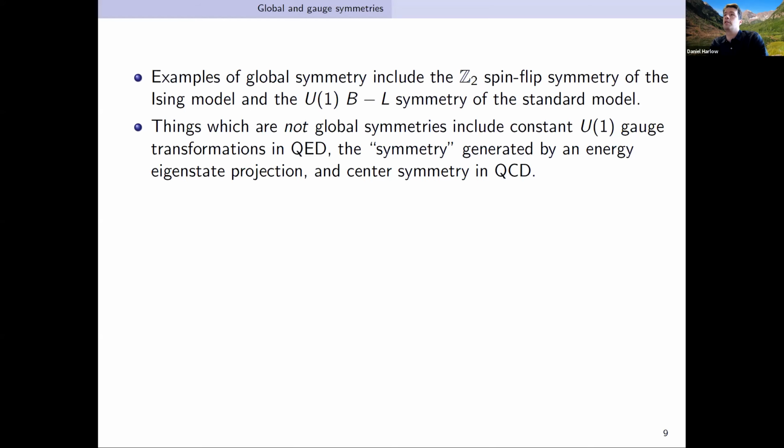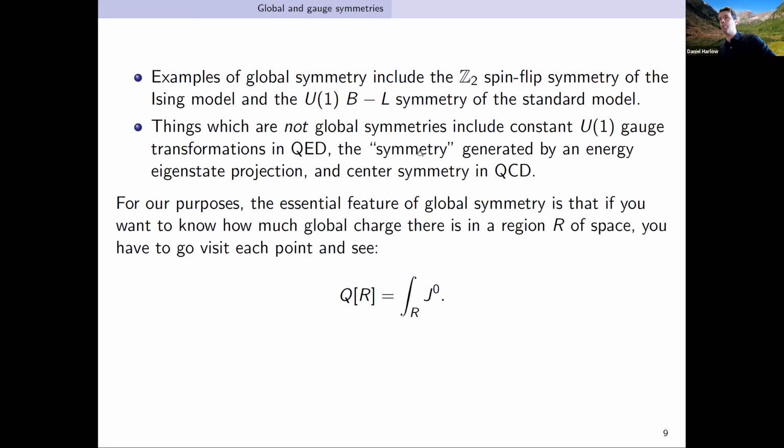Another thing which is not a symmetry is this silly thing where you use the projection onto the energy eigenstate, as I just said. And yet another thing which is not a global symmetry is the so-called center symmetry in QCD. If you know what that is, you know what I mean. If you don't, then don't worry about it.